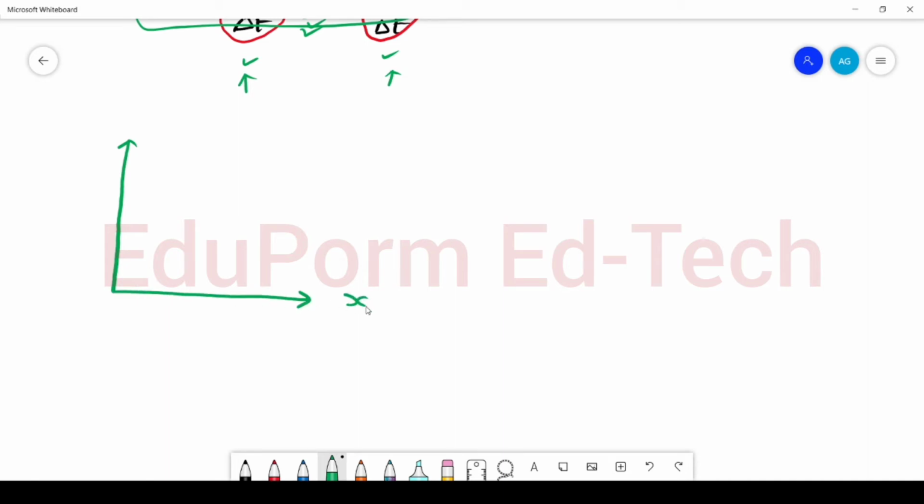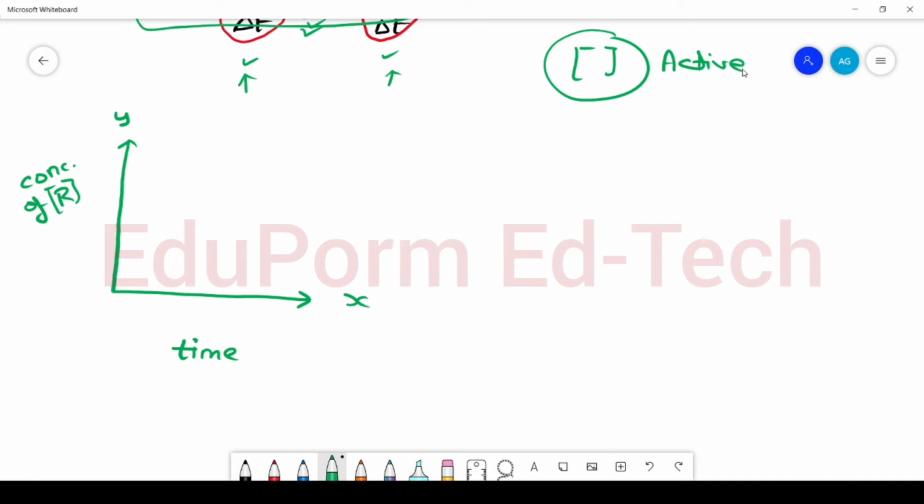This is the x-axis and this is the y-axis. On the x-axis we have time. On the y-axis we have concentration of reactant. I already discussed in some previous videos of electrochemistry that these square brackets represent active mass, and the meaning of active mass is that the concentration is in terms of mole per liter.